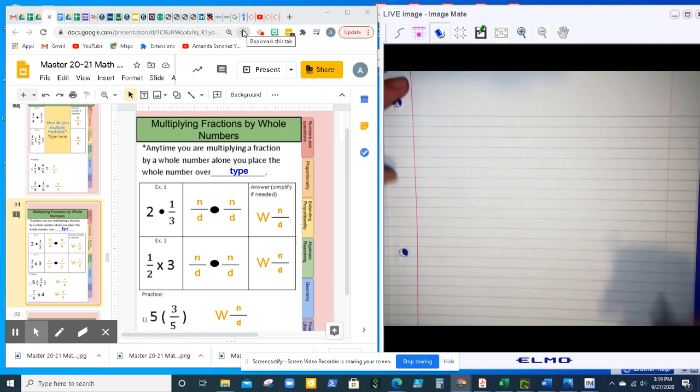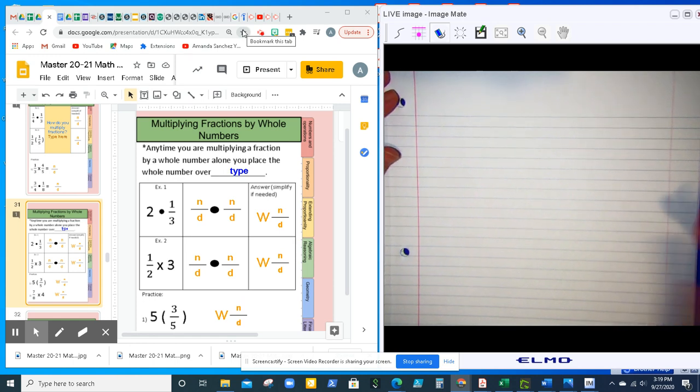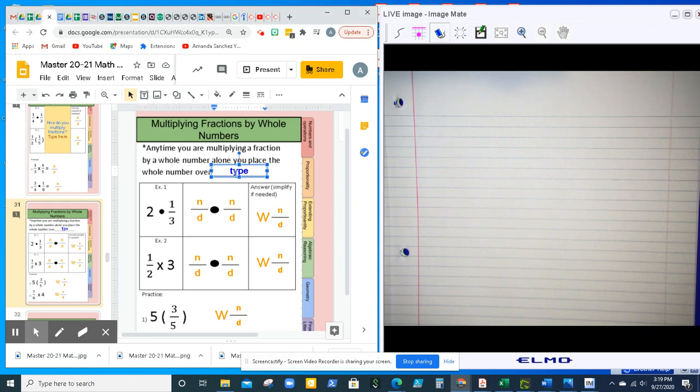Okay, second part of today's notes is multiplying fractions by a whole number. So anytime you're multiplying a fraction by a whole number just alone, like a third times 2, 1/2 times 3, there's no fraction here, so you need to make it a fraction. And the only way you're going to be able to do that is you put that whole number over 1. So you type right there, either just put the number 1 or spell out the word one.